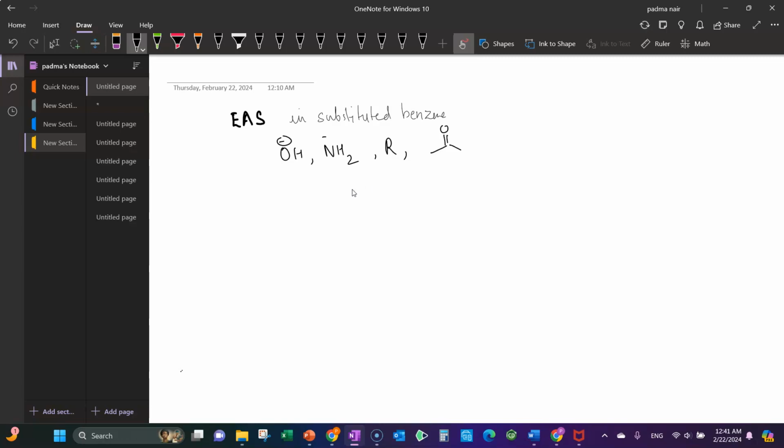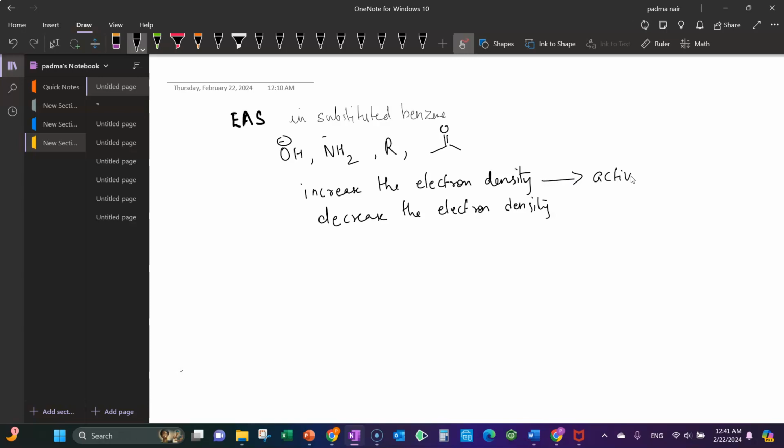They can either increase the electron density of the ring, or they can decrease the electron density. So groups which can increase the electron density are called activators. Okay, so they will be called activators, and groups which decrease the electron density, they are called deactivators.